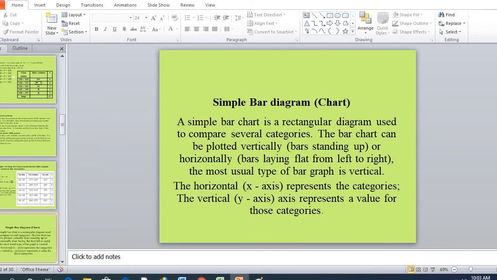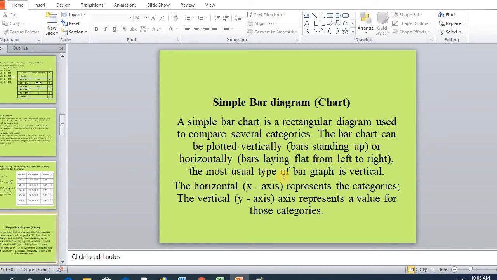Next, diagrammatic representation of data. Simple bar chart or simple bar diagram. A simple bar chart is a rectangular diagram used to compare several categories. The bar chart can be plotted vertically, bars standing up, or horizontally, bars laying flat from left to right.